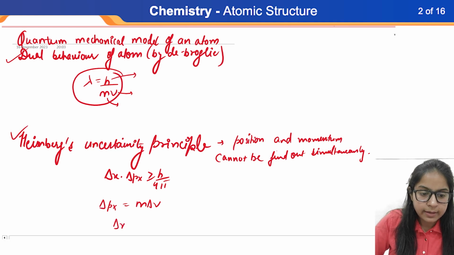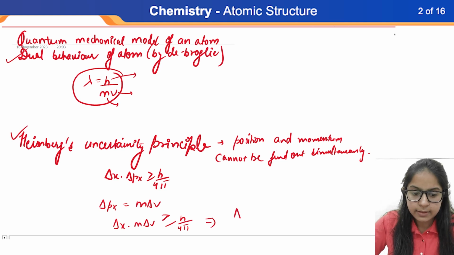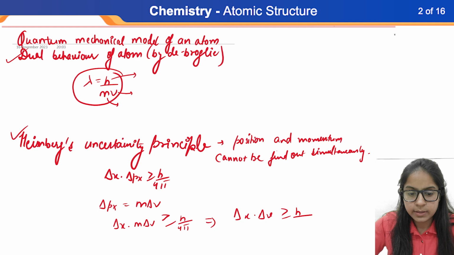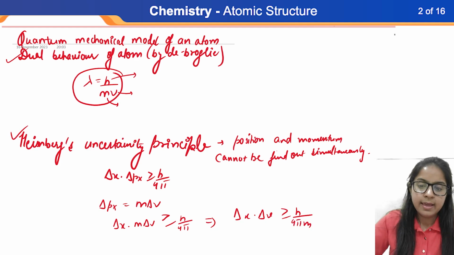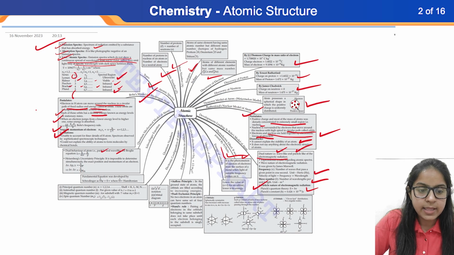Now I can write this: m delta v is greater than or equal to h upon 4 pi. After that, delta x into delta v can also be written as h upon 4 pi m. I hope I am clear. Now we can read it out. Heisenberg uncertainty principle: it is impossible to determine simultaneously the exact position and the momentum of an electron.